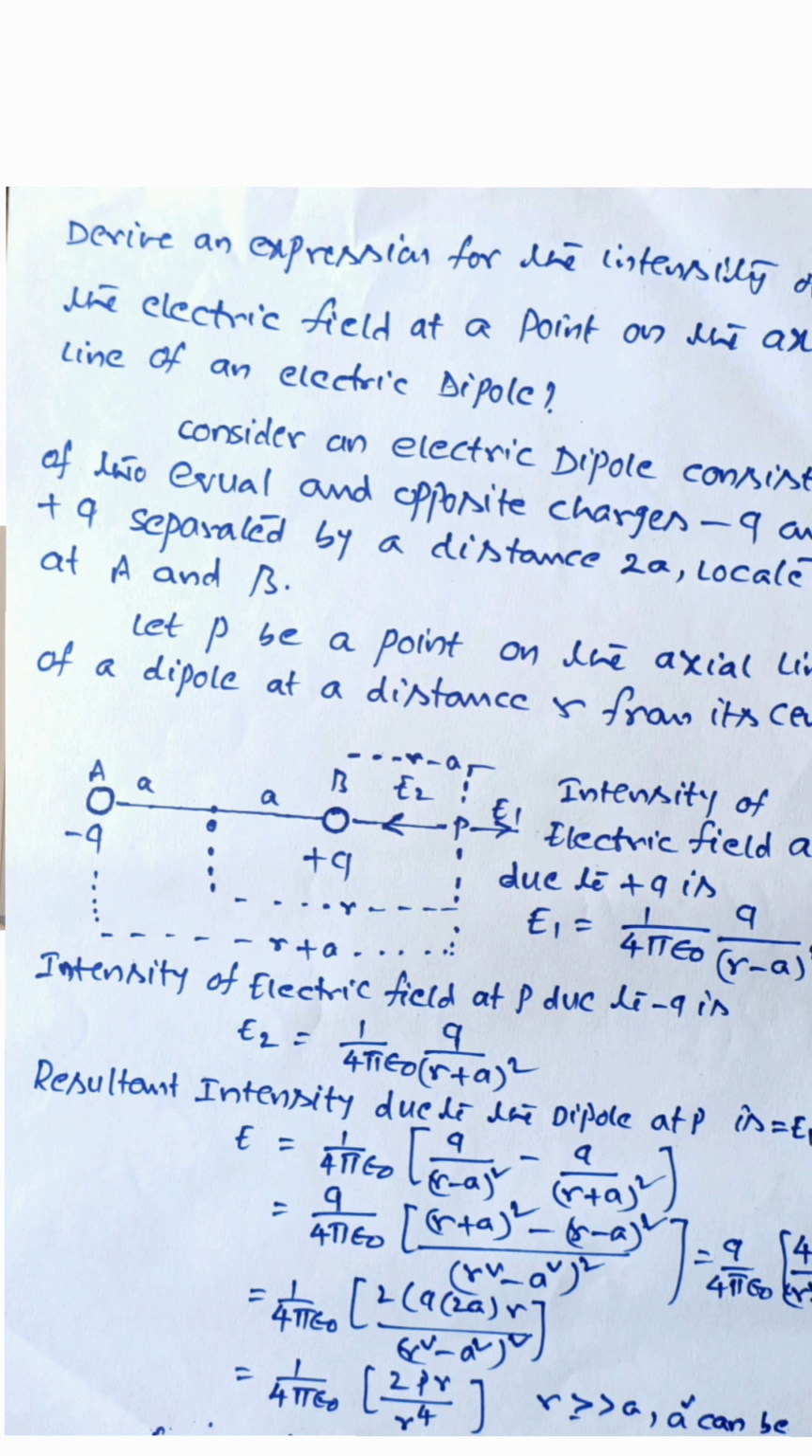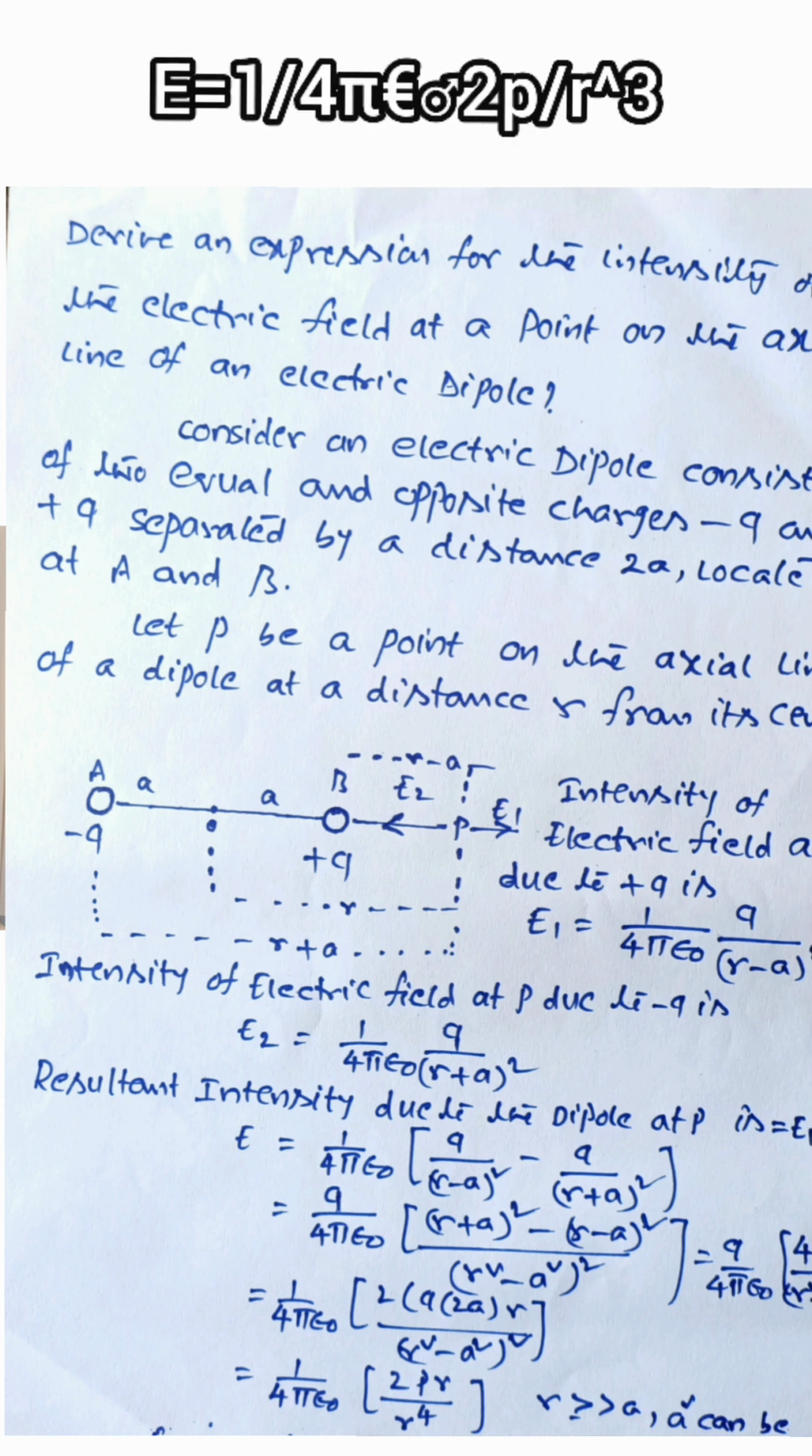Therefore, E is equal to 1 by 4 pi epsilon naught into q into 2a, which is the dipole moment p, so 2pr by (r square minus a square) whole square. Since r is very much greater than a, we can neglect the a square term here. Therefore, E is equal to 1 by 4 pi epsilon naught into 2pr by (r square) whole square, that is r power 4. Therefore, E is equal to 1 by 4 pi epsilon naught into 2p by r cube.